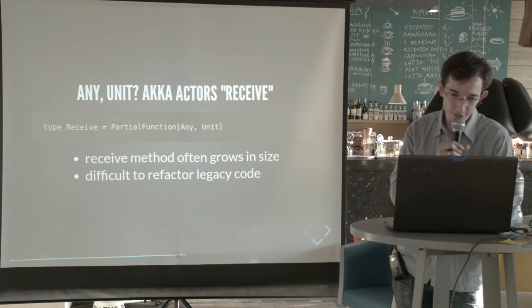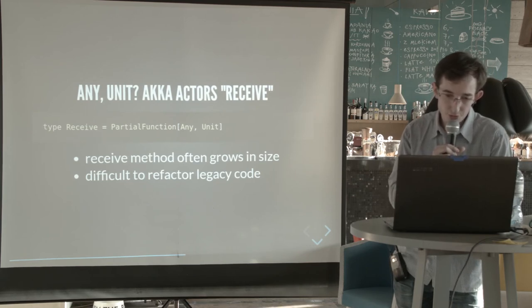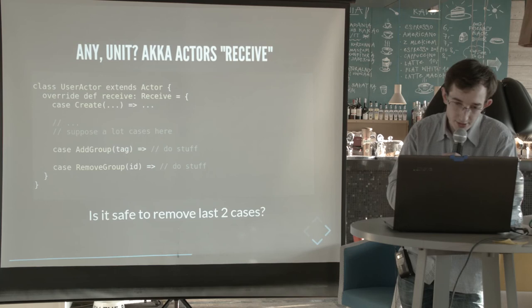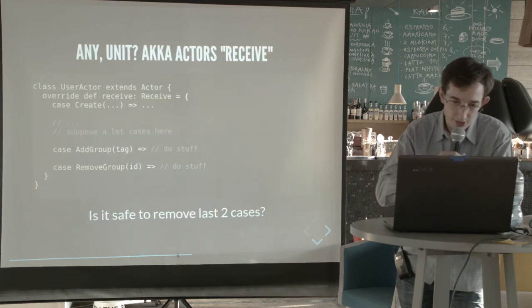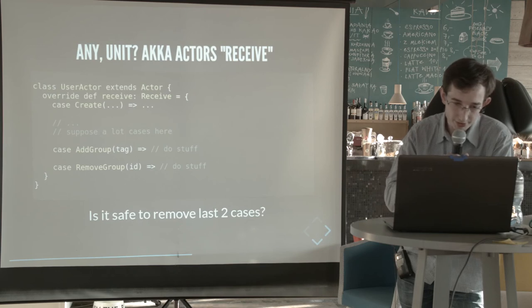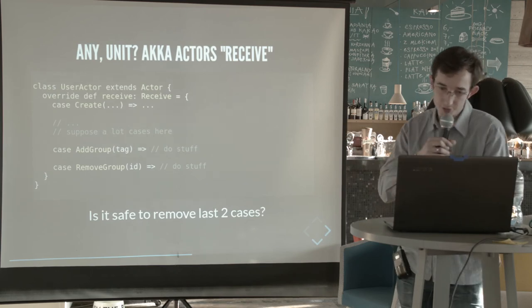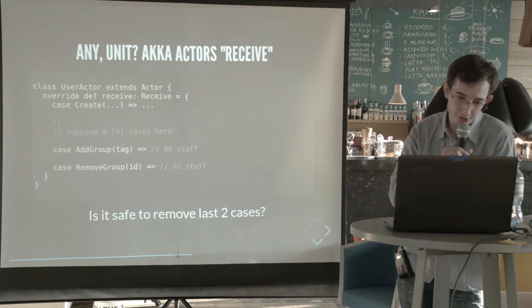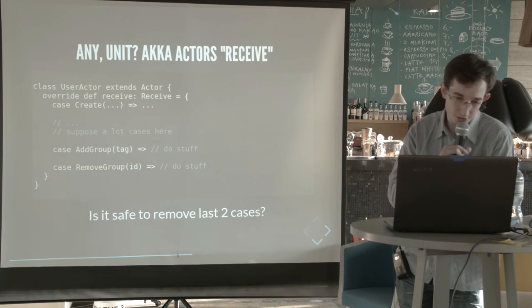Imagine an actor with a receive method that contains two cases, like here, sorry. And you suppose that they are never used. Two final cases, add group and remove group. If you delete them, you may suffer from runtime failure. If you leave them, the code will remain messy because it is possible that the code will still be present. You can also mark those cases with some warning log and investigate logs to see if the warning is present. There, however, you still can't be 100% sure if deleting the two cases is safe.